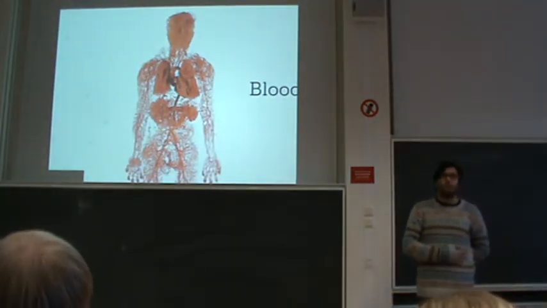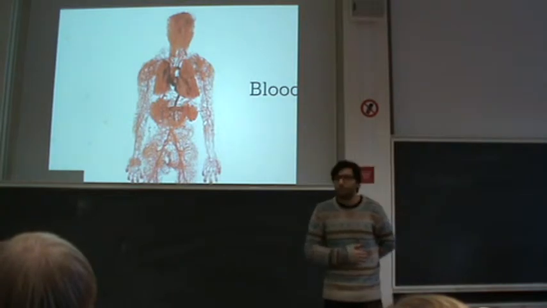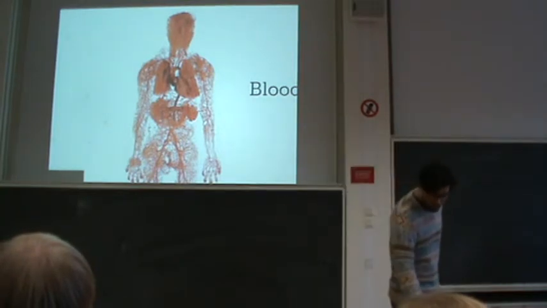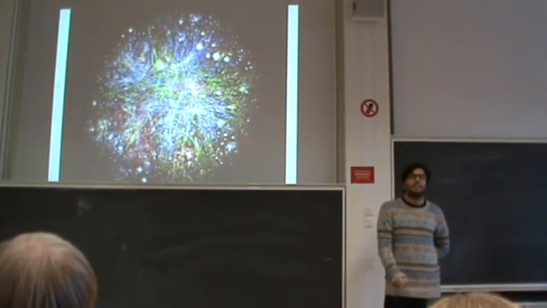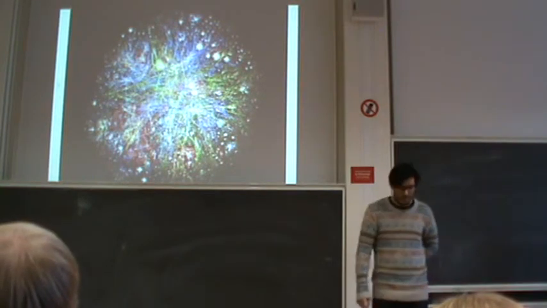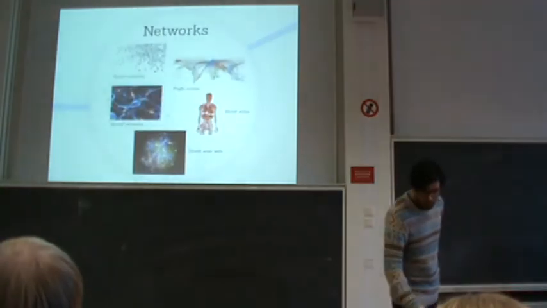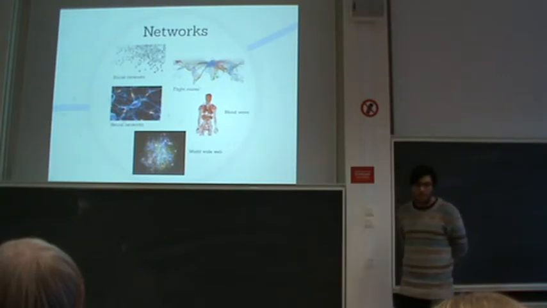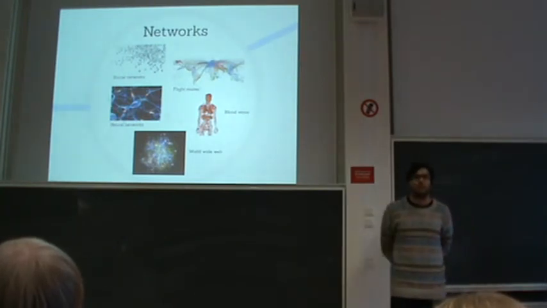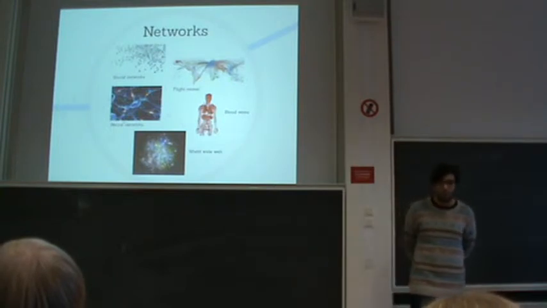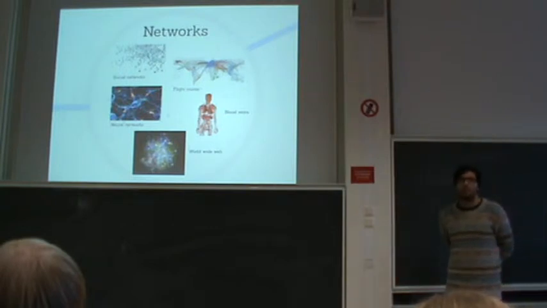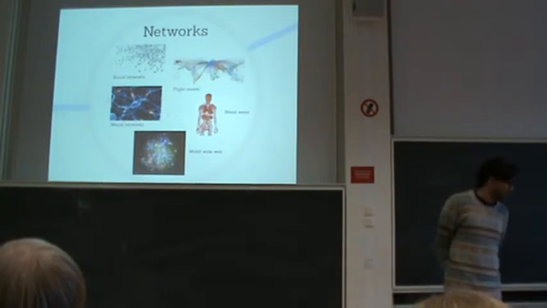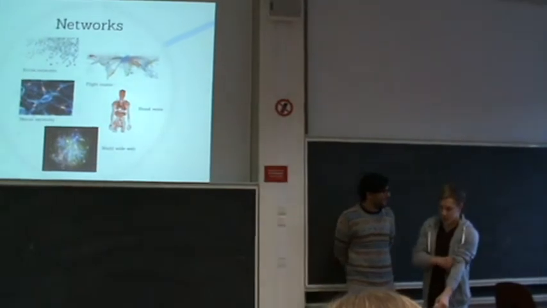Distribution networks, for example, the blood vessels of the human body. And this is a network representing the World Wide Web, quite complex. So these are just a small variety of examples. There are, of course, very many situations where networks can be used as representations. And now we will have a look at some of the basic properties and characteristics that many of these networks share. And this will hand over to Andreas.